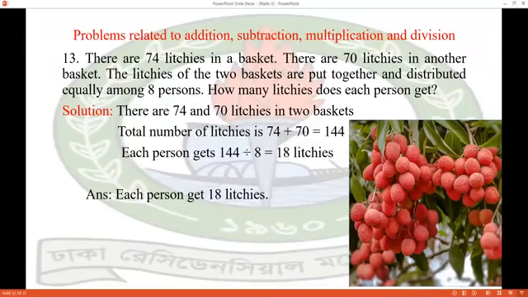Okay, sir. This is the number 13. There are 74 leaves in a basket. There are 40 leaves in another basket. The leaves of the 2 baskets are put together and distributed equally among 8 persons. How many leaves does each person get? We can solve it in this way. Anyone have a problem in this section, you can copy it or save it. And I will go to the next number 14.